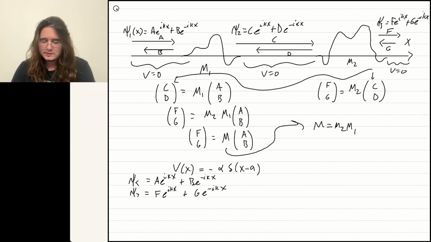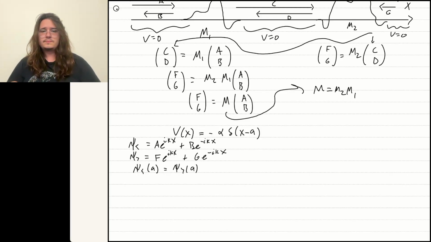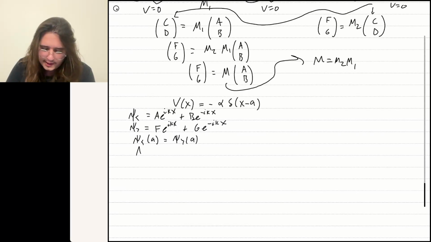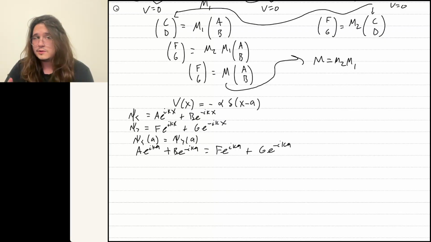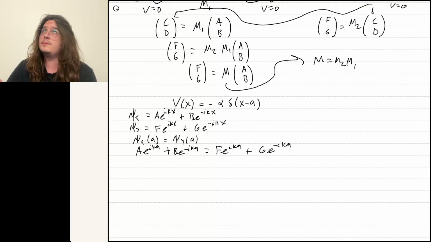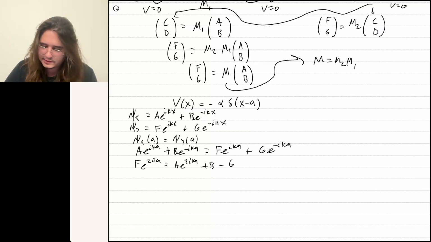So the first boundary condition is that they are continuous at the boundary, which is at a for this potential. So we have the equation A e to the ika plus B e to the minus ika equals F e to the ika plus G e to the minus ika. It's really useful to solve this equation for F times e to the 2ika. So we have F e to the 2ika. We're just multiplying the whole equation by e to the 2ika. So we got A e to the 2ika here, plus B minus G. Cool. Let's call that equation 1 now.